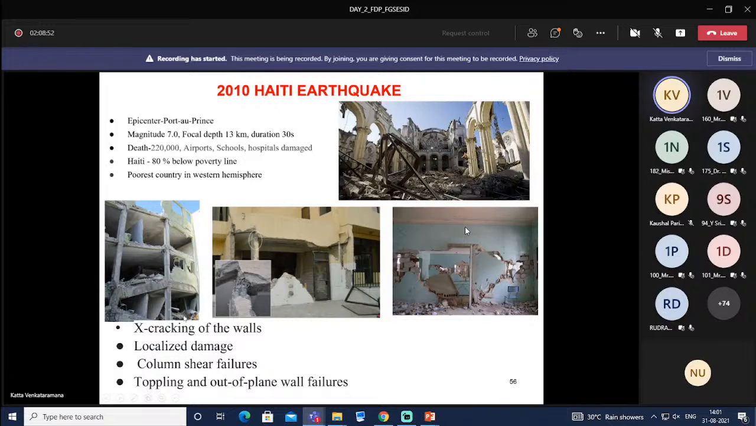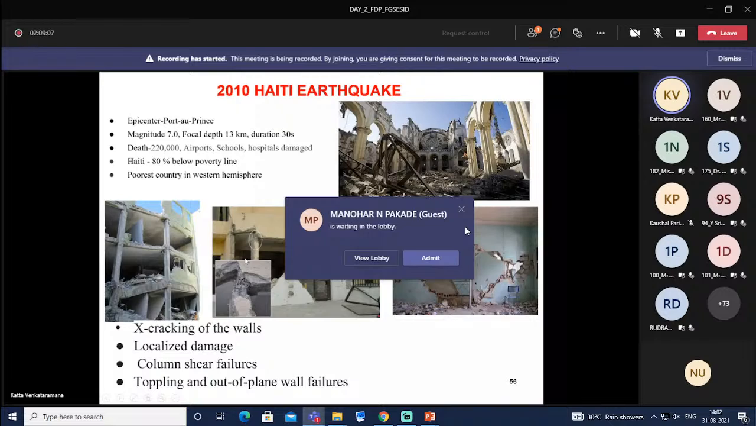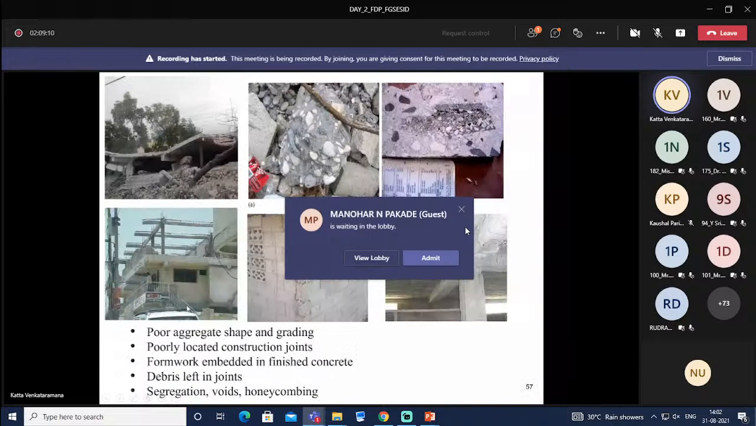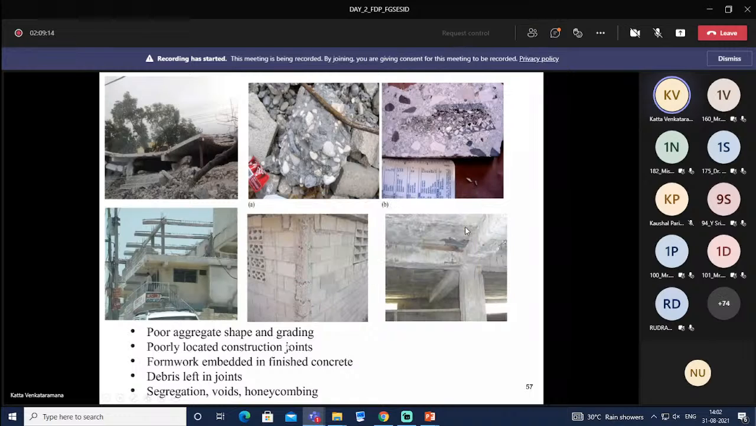The causes of failure here: X cracking of the walls, shear cracking, localized damage, column shear failures, and toppling and out of plane wall failures. Some of the damage photographs: poor aggregate shape and grading, poorly located construction joints, formwork embedded in finished concrete.